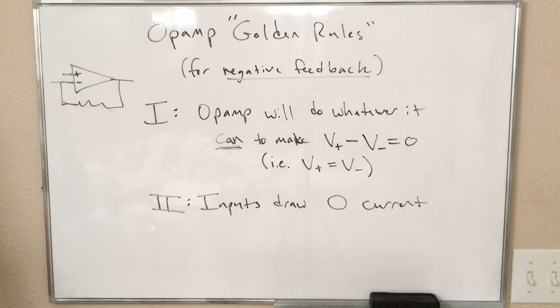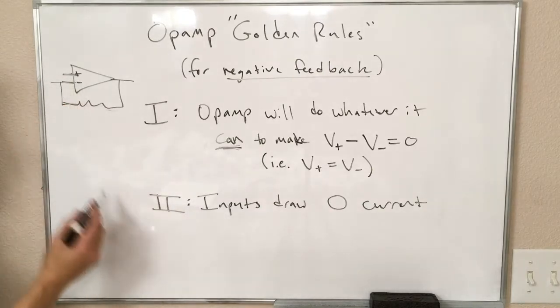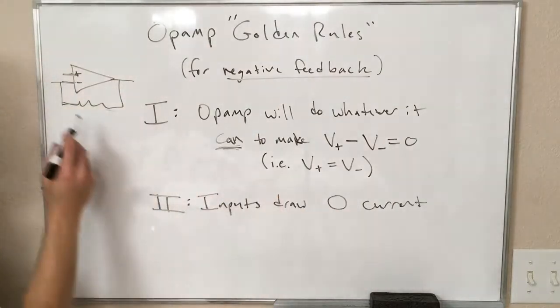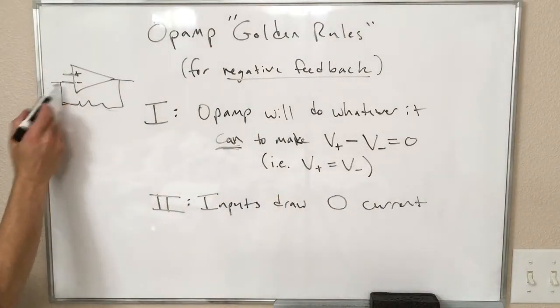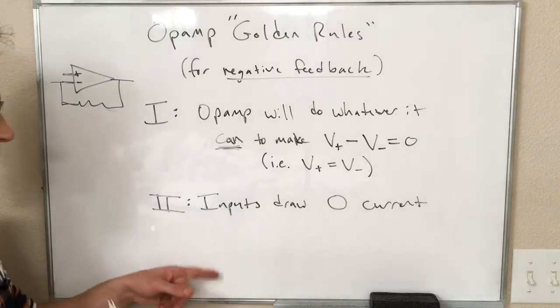Our second golden rule is that the inputs, the inverting and non-inverting inputs, draw 0 current. So no current enters the inverting input or leaves the inverting input, and the same for the non-inverting input. All right, we'll deal with this one just because I have more room below it right now.